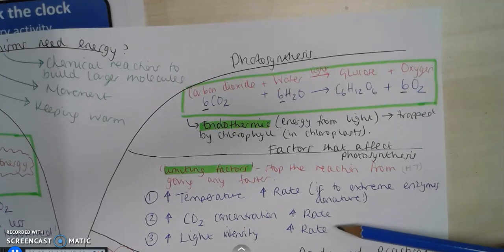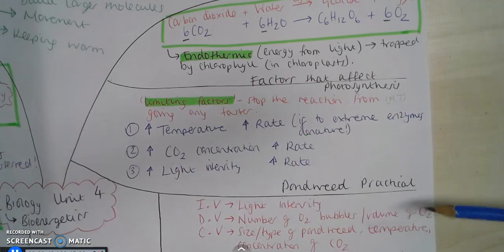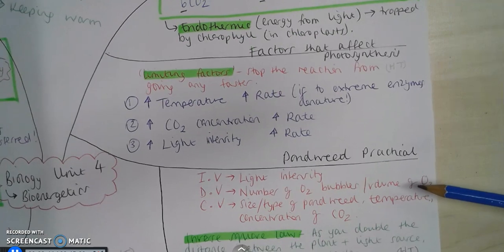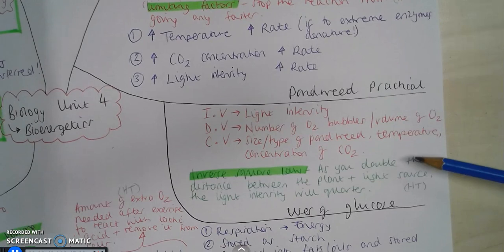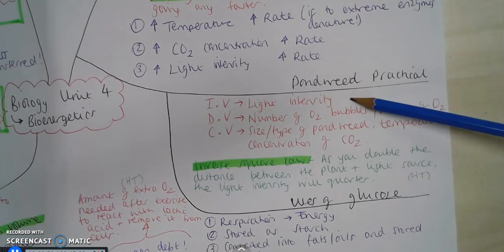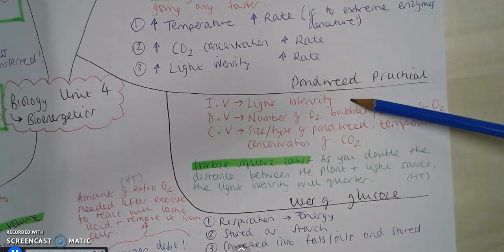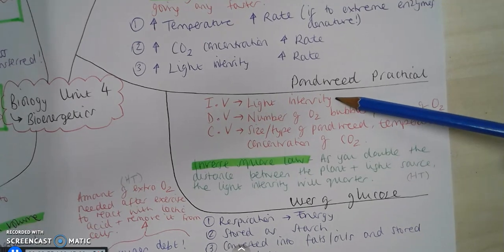With the photosynthesis stuff, there's one key practical we need to know, which is the one that you will have done with pondweed. With this practical, you're looking at how light intensity affects the rate of photosynthesis. The independent variable in this one is the light intensity, which when we did this in class, we altered by moving the lamp set distances away from the pondweed, using a ruler to do that.